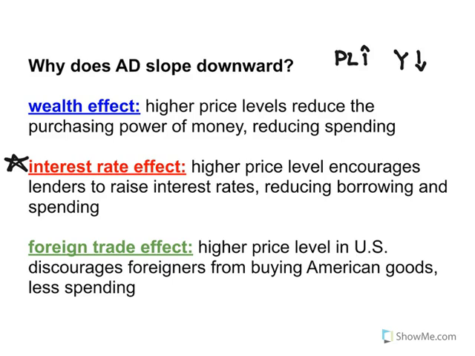For example, if the price level is higher, lenders are going to realize, oh, there's inflation. Remember, we learned that lenders are hurt by inflation. And so lenders are going to raise interest rates to compensate for the fact that the money they're going to get back from borrowers isn't worth as much. Because interest rates are higher, consumers and businesses aren't going to borrow as much money because it's more expensive to do so. And because they're not borrowing as much money, there's less spending.